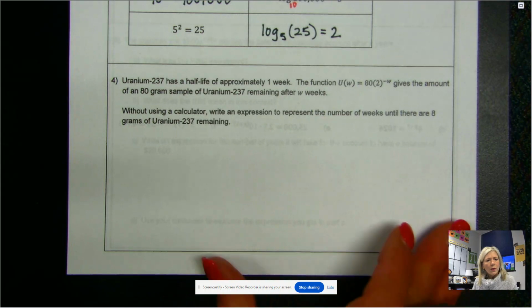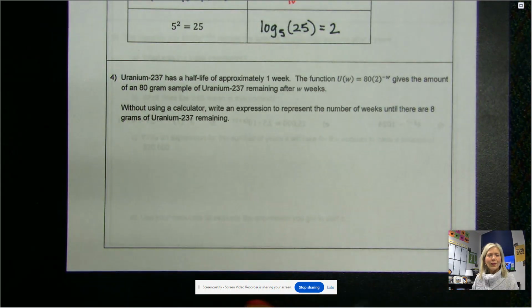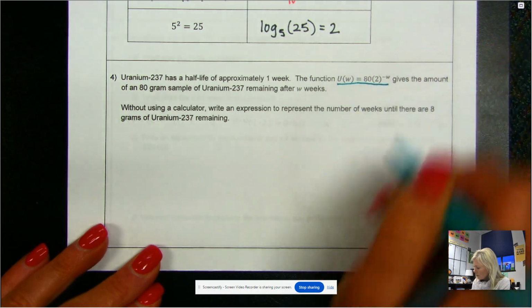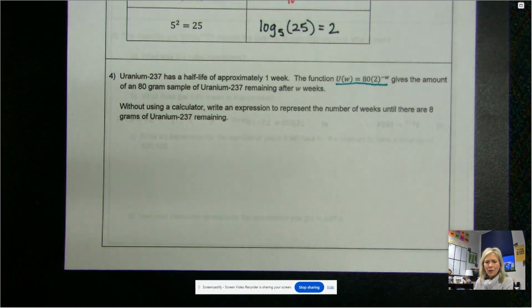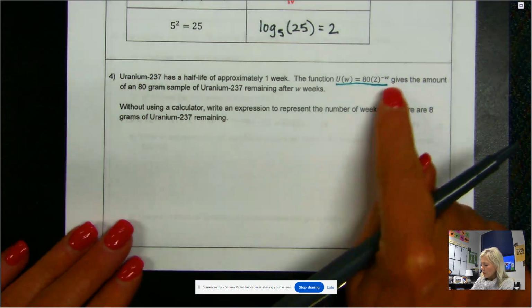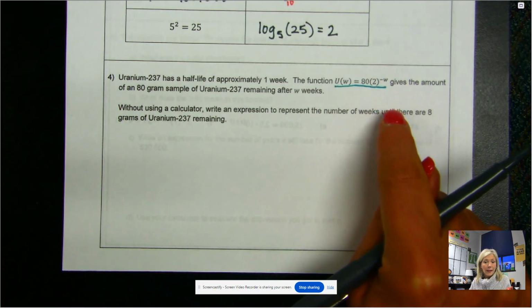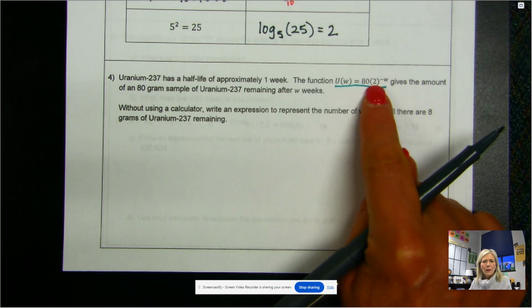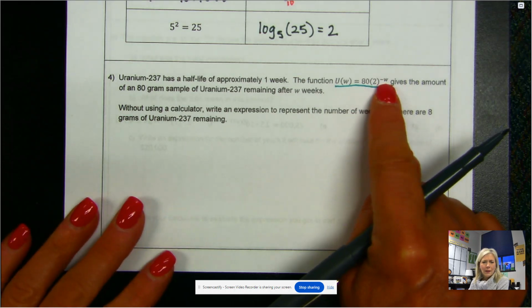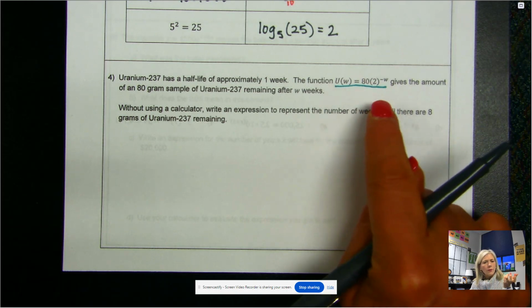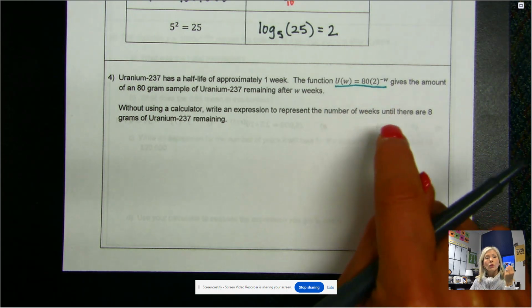So the first one, uranium-237 has a half-life of approximately 1 week. So we have a function here. We have a negative w in the function. Don't worry about that exponent. It's because it's a half-life, so it's decaying. And so our base 2, but then to a negative exponent would make it decay. So this function is already written for you. You just need to be able to work with it.